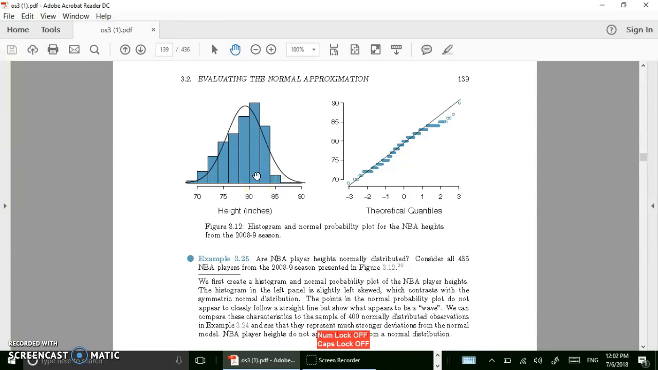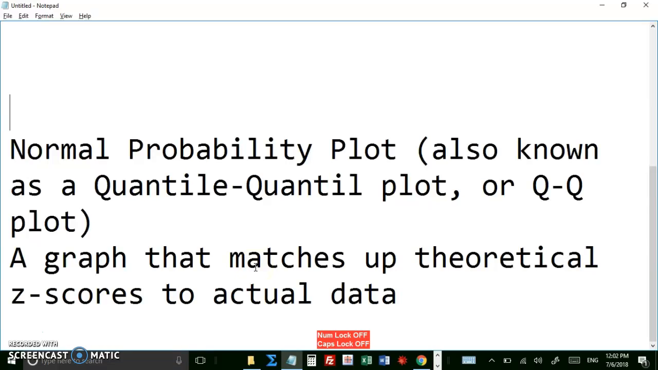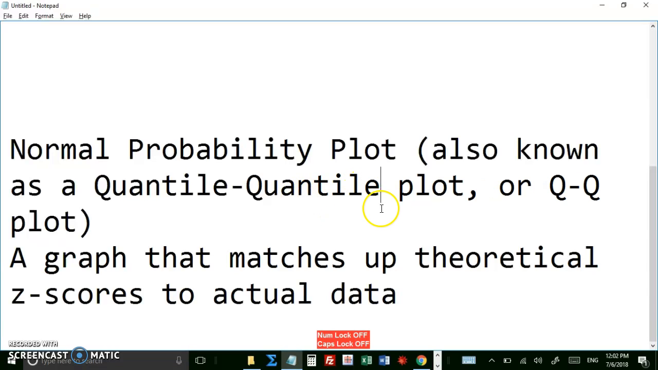But there is another way that you can figure out if something is a normal distribution or not by using what we call a normal probability plot right here. So what exactly is this probability plot? Here's a definition I'd like to give you. It's a very simple definition. Let's scroll down here. So a normal probability plot, also known as a quantile plot, oops, I forgot the E there, or a QQ plot.